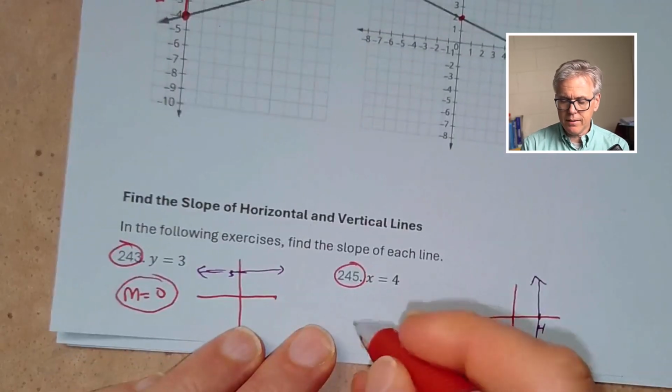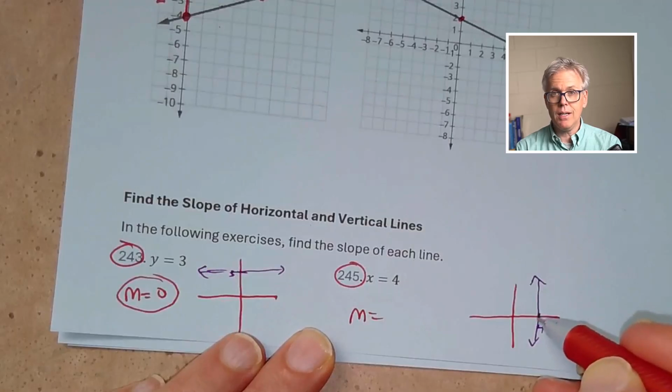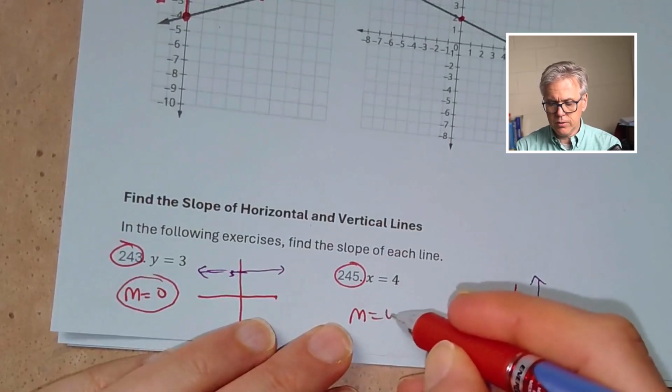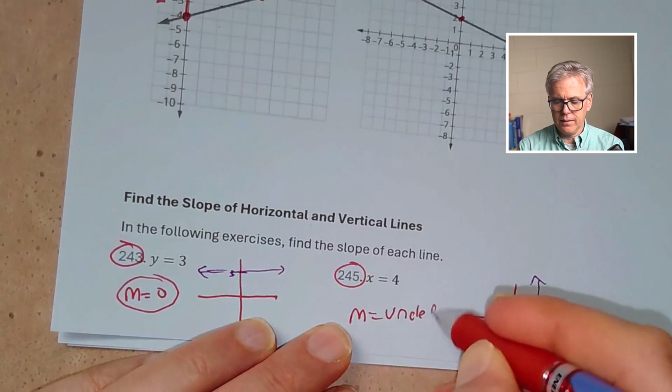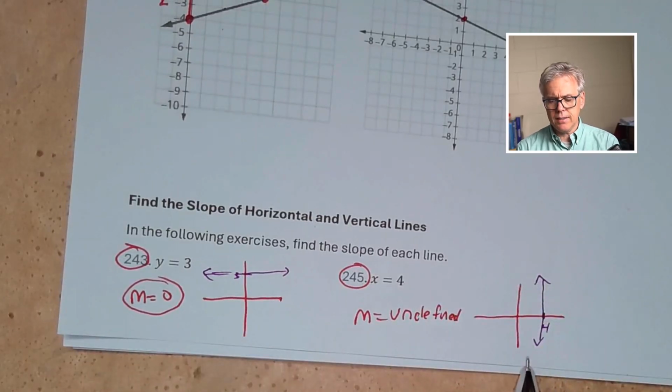So what kind of slope is that? Well, again, recall we have rise over run. I have no run. So the run is 0. Well, we know we can't divide by 0. So the slope here is undefined. So the slopes of vertical lines are undefined. Slopes of horizontal lines are 0. Super important. Make sure you know that. If not, you can put it on a note card for exams.